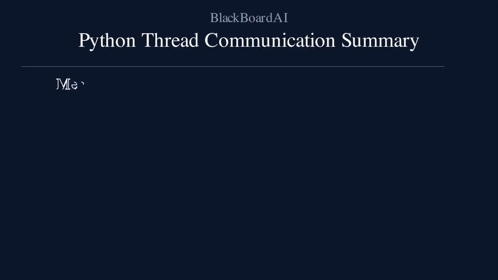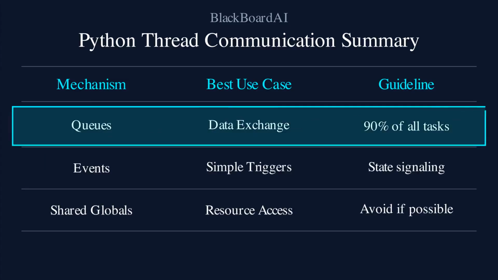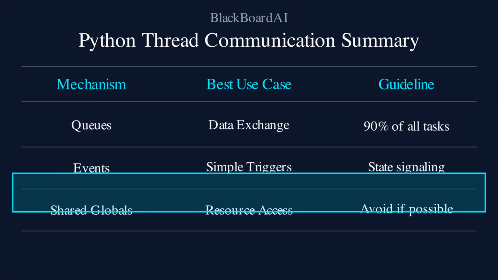In summary, use queues for 90% of your work, use events for simple triggers, and avoid shared global variables whenever possible.